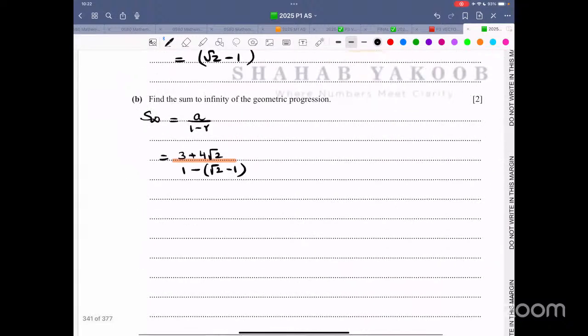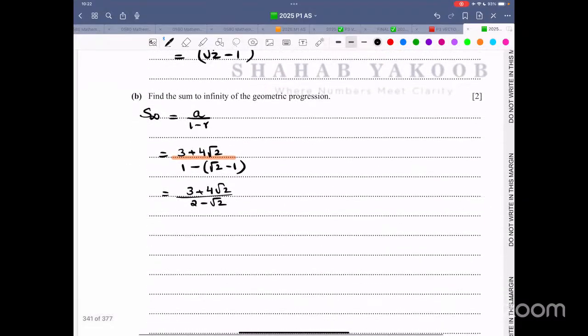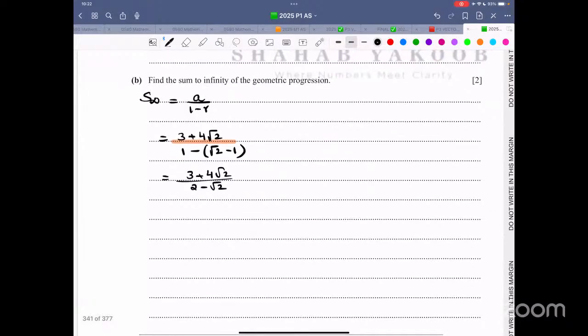Yes, and this minus minus will make it plus. So therefore, this is 3 plus 4 root 2 divided by 2 minus root 2. So we have to rationalize it again. So a over 1 minus r, that is root 2 minus 1. And are they asking anything? No, not as such. So I think let's rationalize.